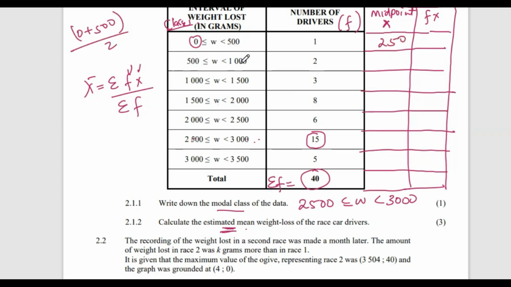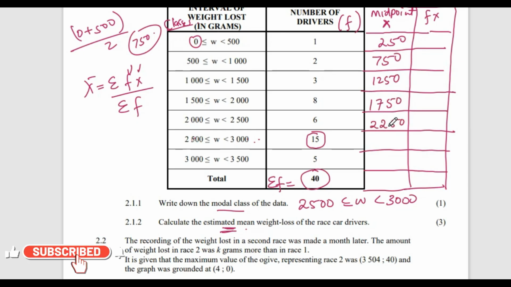Same story, 500 plus 1,000, then you divide by 2. You're going to get something like a 750. So when you look at the trend that is happening, it's like we are just adding a 250, 250, 250, 250 everywhere. So this is going to be 1,250. And then this is going to be 1,750. And then it's going to be 2,250. And then 2,750. And then 3,250, something like that.